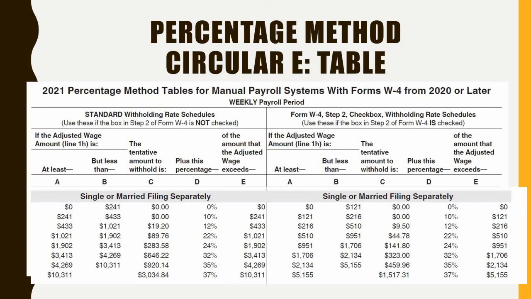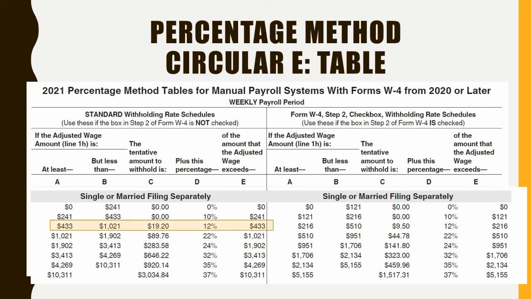Now we're going to determine this. We need to take her gross earnings and fit it between column A and column B. So she earned $686.25. The first column asks, did she make more than? Definitely more than $0, definitely more than 241, definitely more than 433, but not more than 1,021. So we have to bump it back up. She earned more than $433, but she definitely earned less than 1,021. So that means this is the row that we're going to be focusing on.